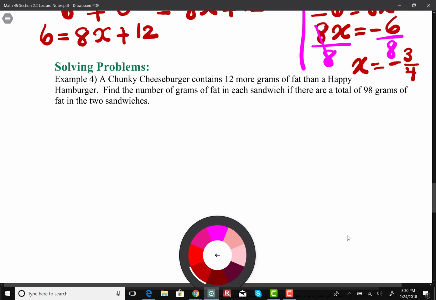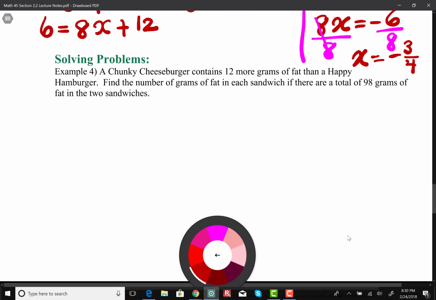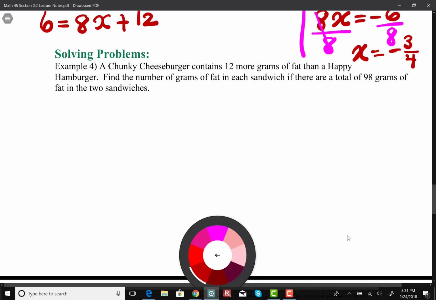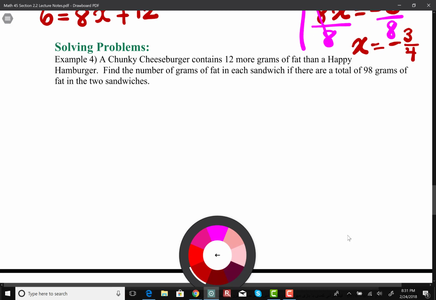The next one is solving problems. A chunky cheeseburger contains 12 more grams of fat than a happy hamburger. Find the number of grams of fat in each sandwich. If there are a total of 98 grams of fat in the two sandwiches.